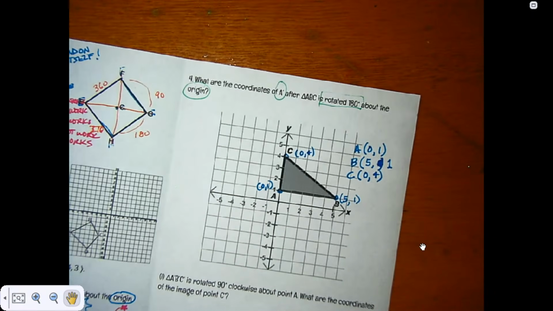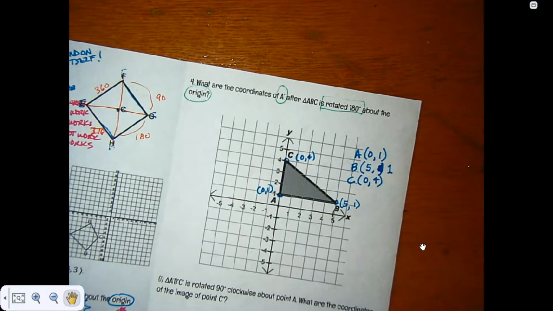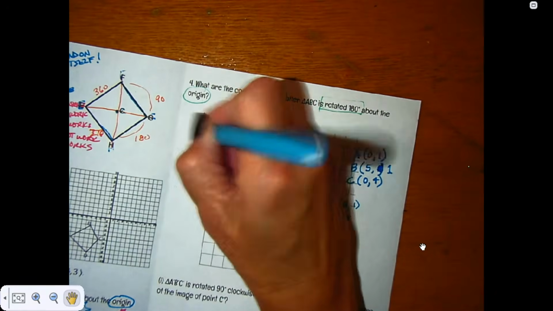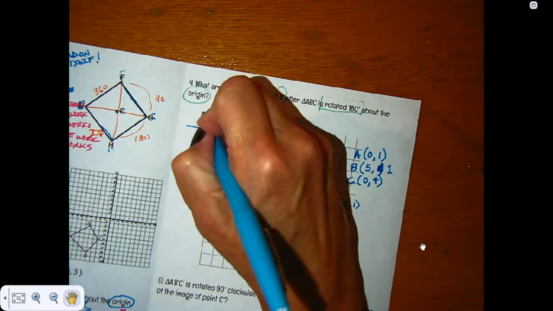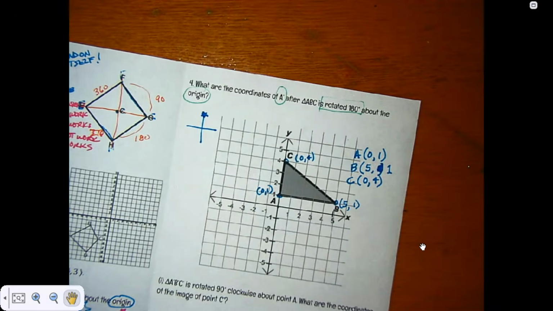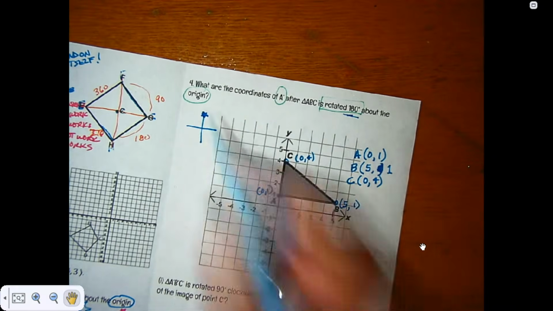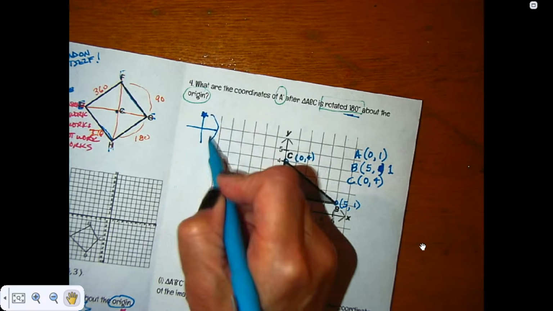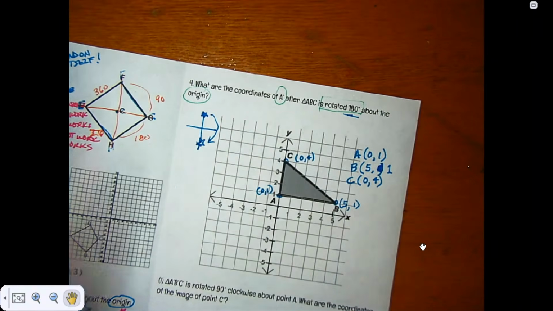So what do I need to do here? I need to rotate 180 degrees. Okay, so I'm going around the origin. Let's go ahead and make my little Ferris wheel. And I'm starting at the top, right? So if I start at the top of my Ferris wheel and go 180 degrees, doesn't matter which way I go, where are you going to end up? Right down here.